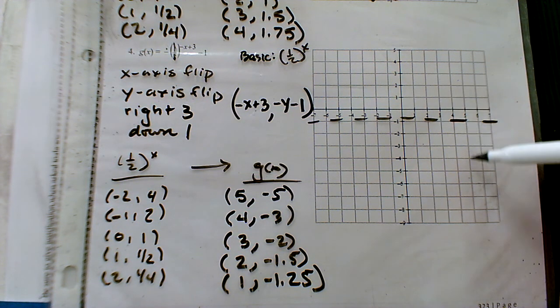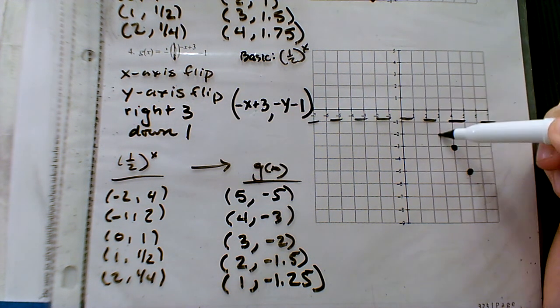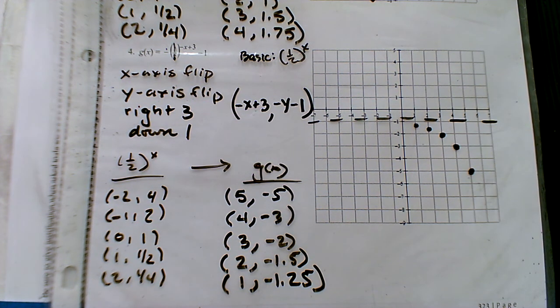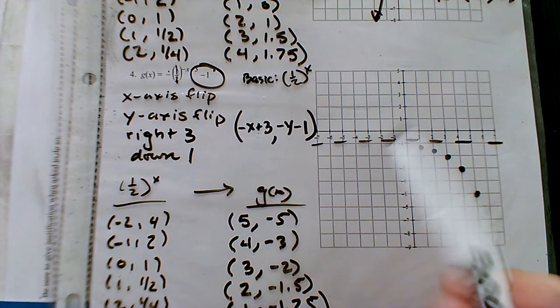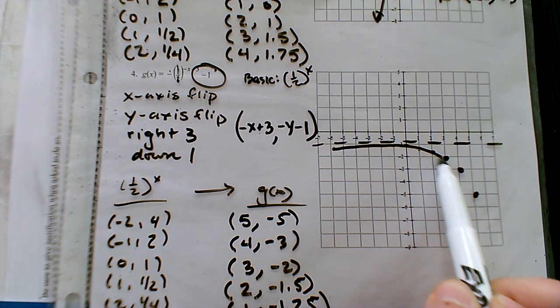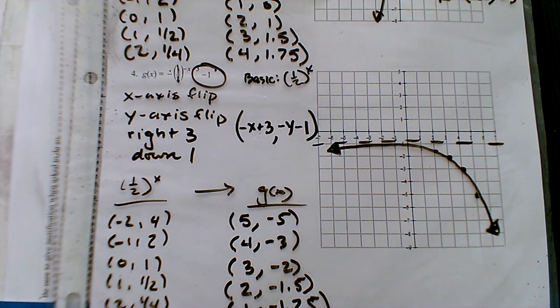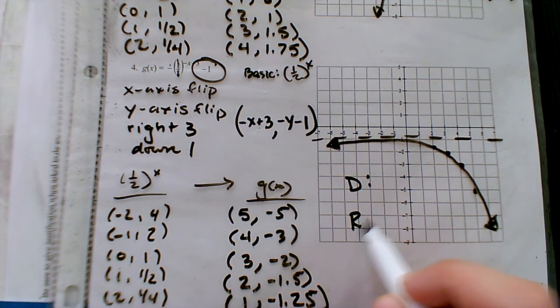All right, so let's plot them. All right, don't forget your horizontal asymptote as well. We have that constant on the end of negative 1. So we'll play connect the dots, not going past the asymptote. How is your graph? Perfect? All right, domain and range.